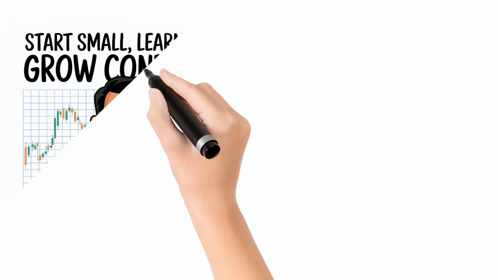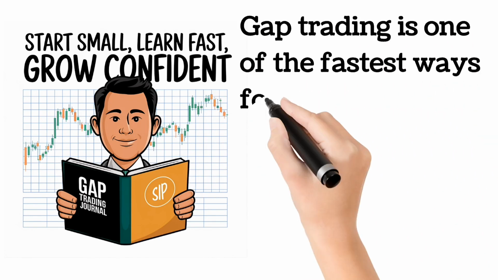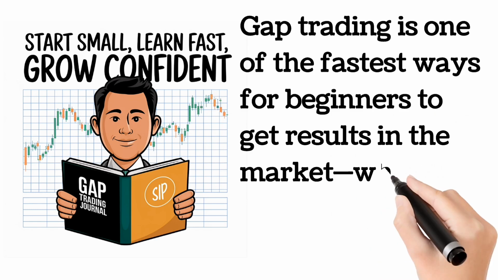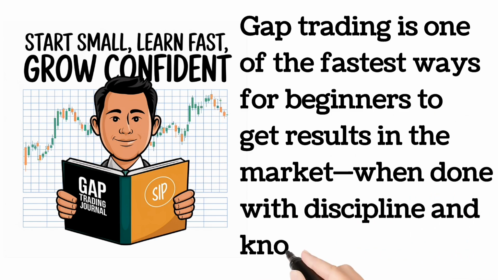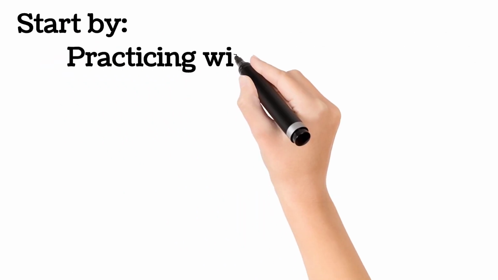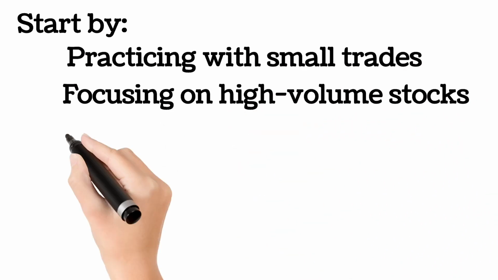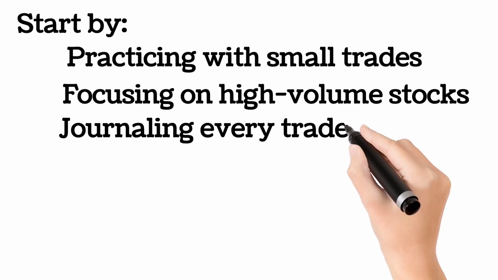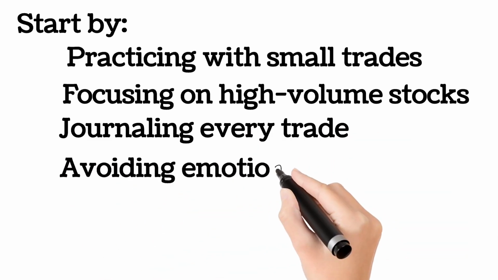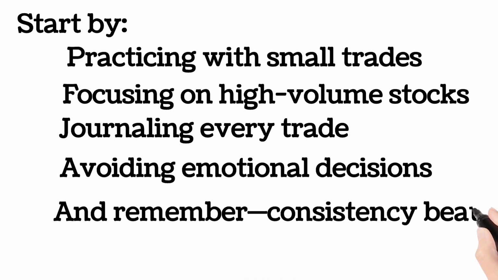Conclusion: start small, learn fast, grow confident. Gap trading is one of the fastest ways for beginners to get results in the market when done with discipline and knowledge. Start by practicing with small trades, focusing on high-volume stocks, journaling every trade, avoiding emotional decisions. And remember, consistency beats luck.